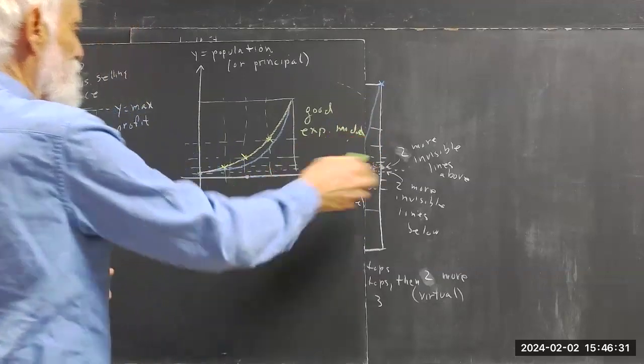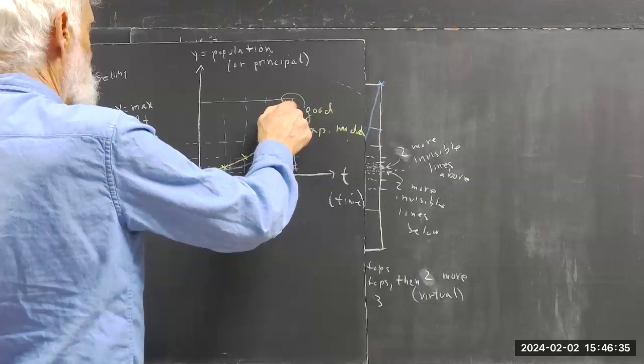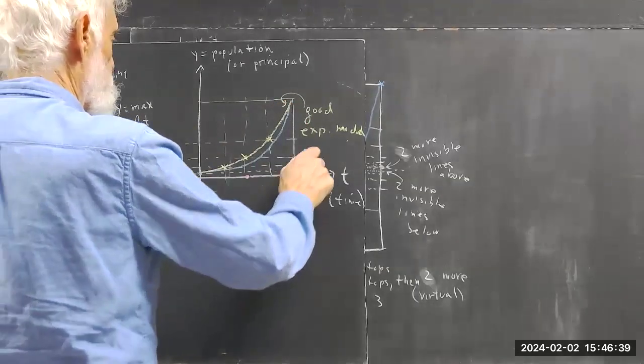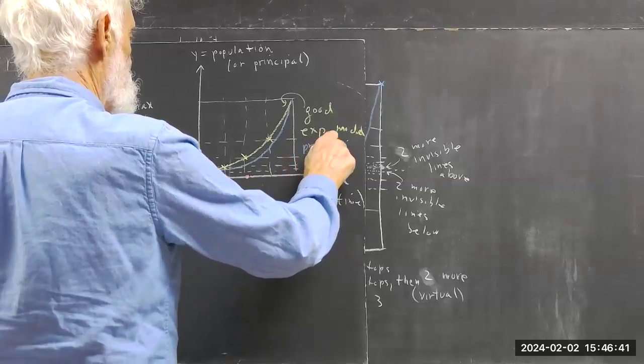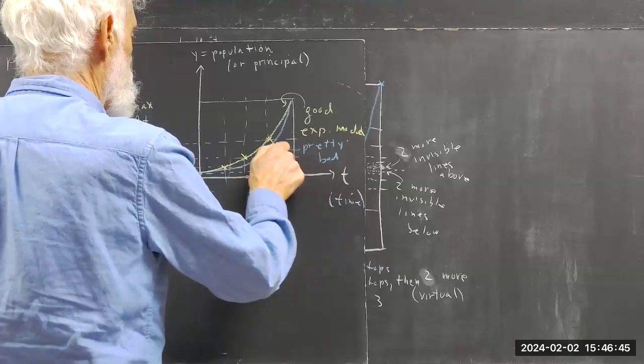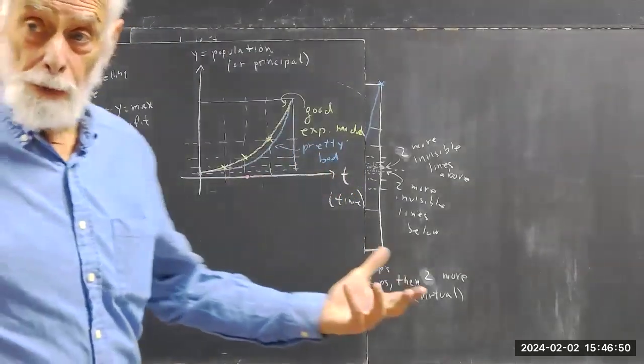Okay, that's what your word is, model. This is good exponential modeling, green. And this is a pretty bad exponential. And that's one reason you don't want to just sit down and sketch something you think looks about right.